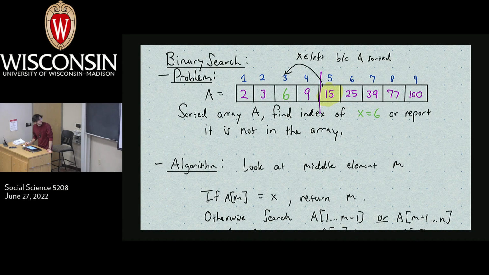Okay. So how do we find 6 in the left side of the array? What's the answer?